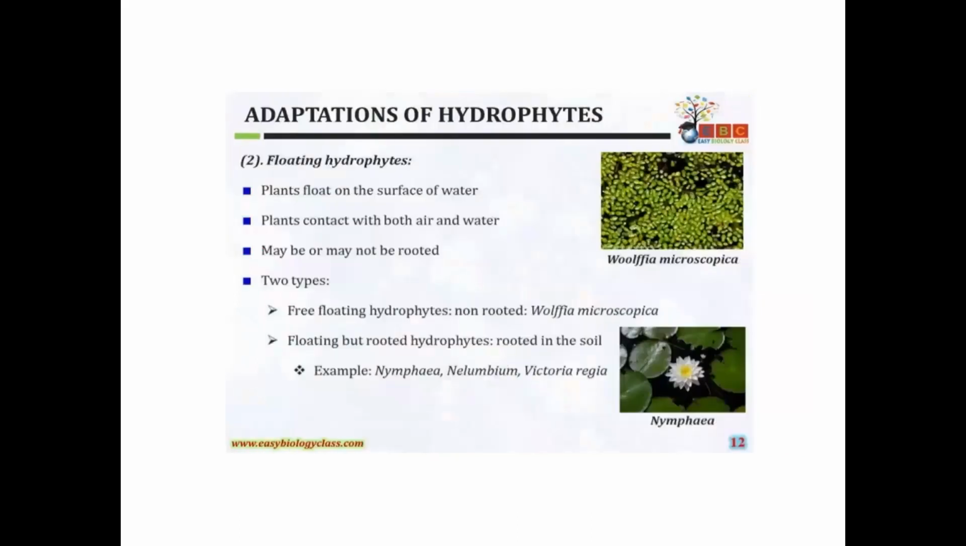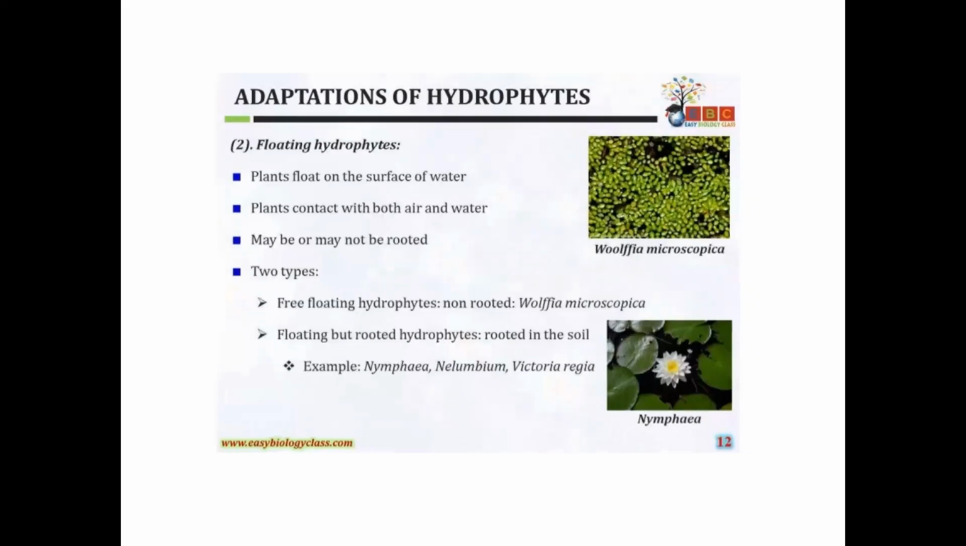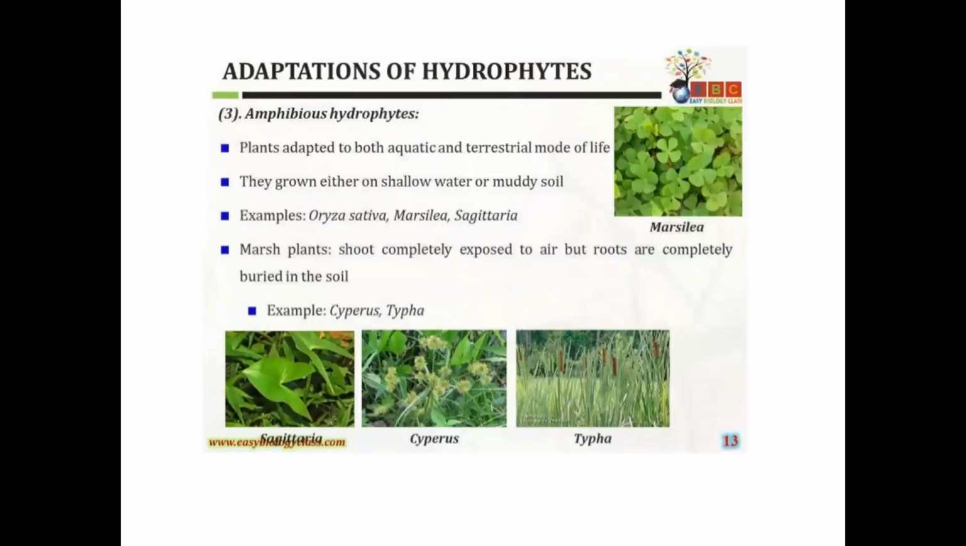For the second one, the floating hydrophytes, they are again classified into rooted floating and non-rooted. Examples for non-rooted floating hydrophytes are Wolffia and Microscopia, whereas the floating but rooted hydrophytes are Nymphaea, Nelumbium, and Victoria. Here the floating hydrophytes are plants that float on the surface of the water and contact both air and water. Next one is the amphibious hydrophytes.